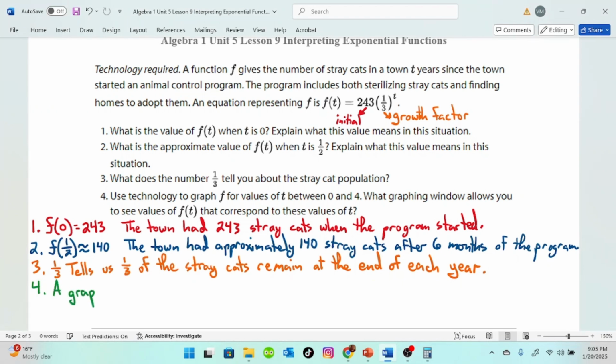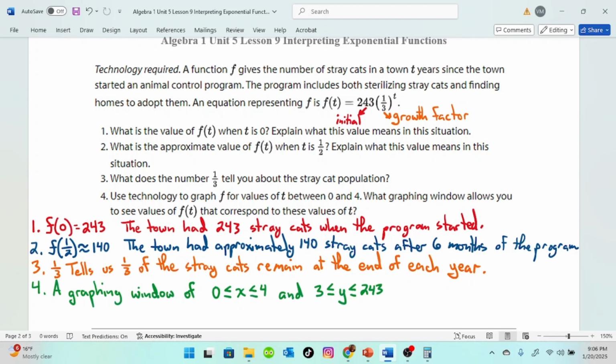a graphing window of 0 less than or equal to x less than or equal to 4. So that means we want x values between 0 and 4, including 0 and 4, and a y value of 3 less than or equal to y less than or equal to 243.